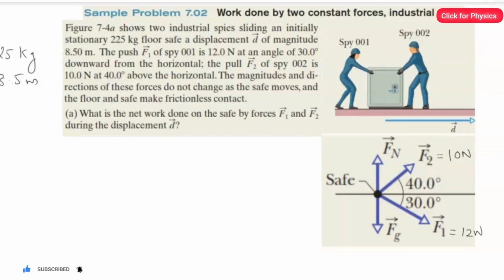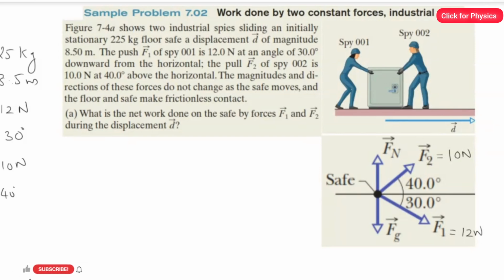So we have to write that given also. That means F1 magnitude here is 12 Newton and its corresponding angle theta 1 is 30 degree. Likewise, F2 magnitude is 10 Newton and its corresponding angle theta 2 is 40 degree. By using this information, we have to find the work done by the first person, the work done by the second person, that means the spy 1 work done as well as the spy 2 work done, and after that we have to find the net work done.